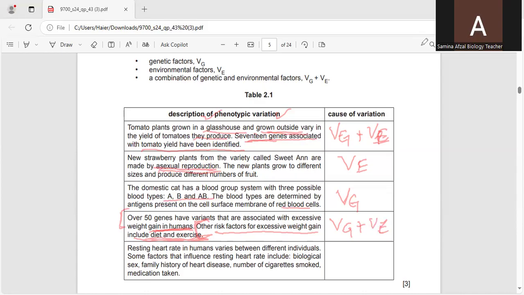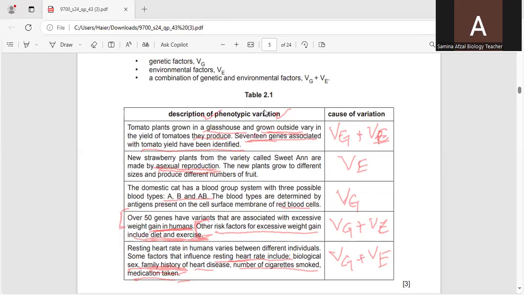Heart rate in humans varies between different individuals. Some factors that influence resting heart rate include biological sex, family history, which is variations produced by the genes, number of cigarettes smoked, medication taken. Again, both variations are involved, genetic variations as well as the environmental issues. So environmental factors are also involved which cause the variations.